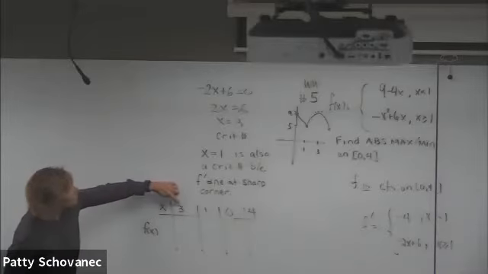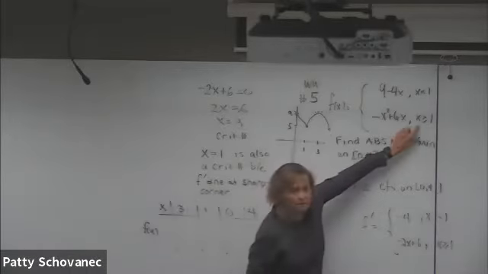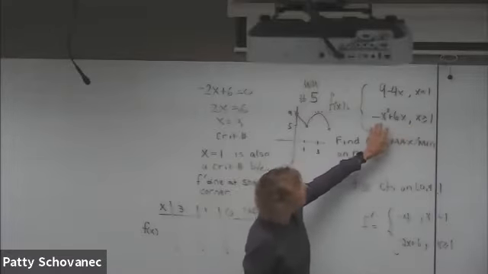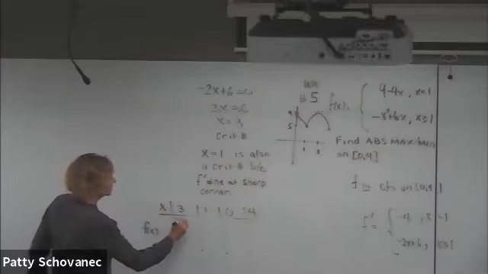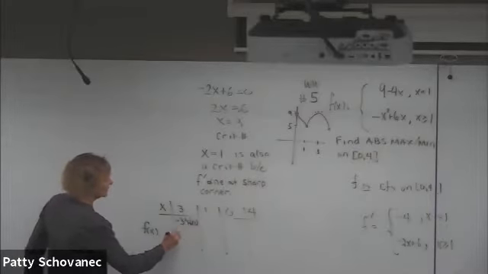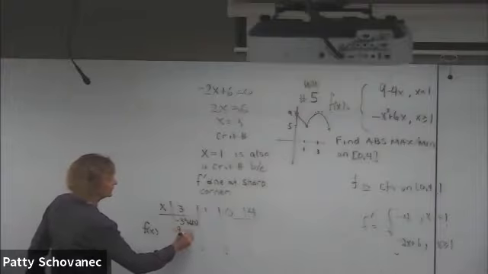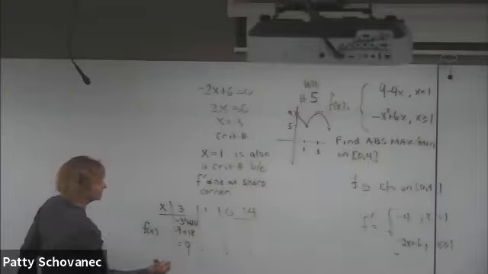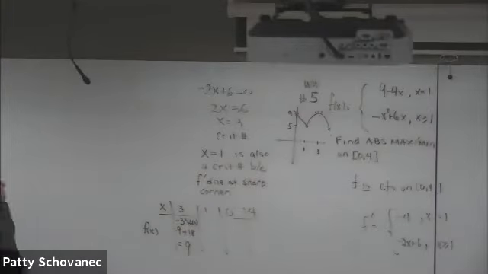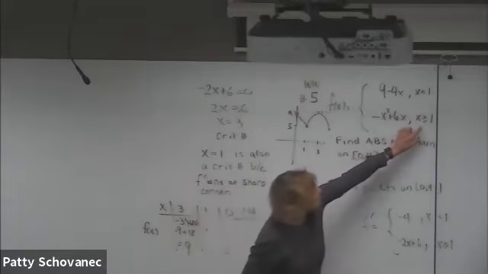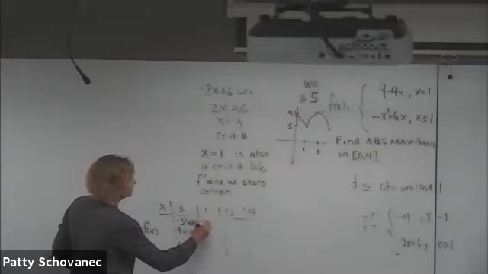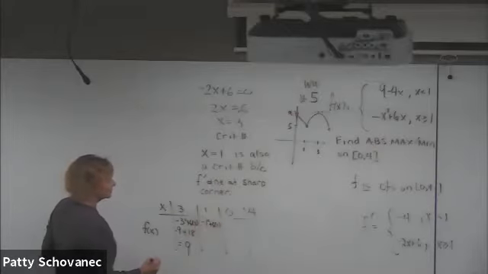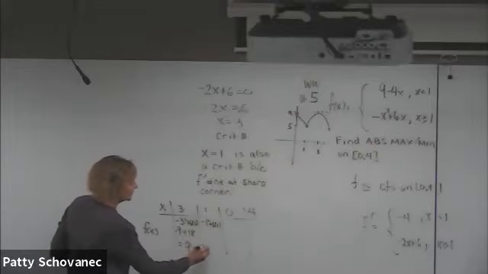Okay, so to plug in x is 3, I have to use this piece. x is 3 qualifies to be on here. So I get minus 3 squared plus 6 times 3. So I have minus 9 plus 18, which is going to give me 9. x equals 1 is also here, so I get minus 1 squared plus 6 times 1. So I get minus 1 plus 6, which is 5.